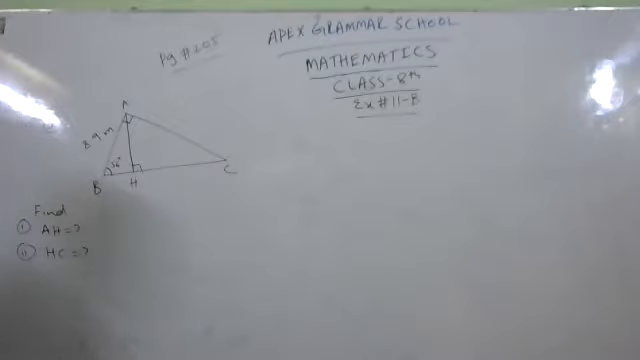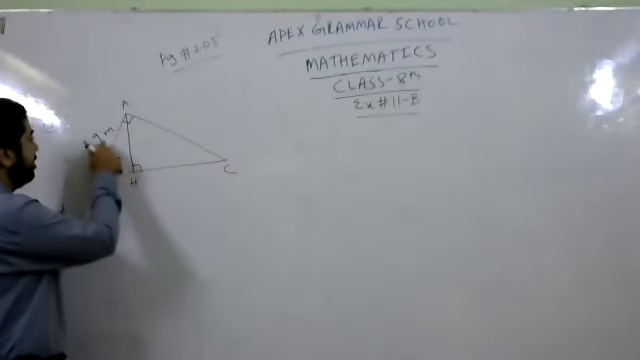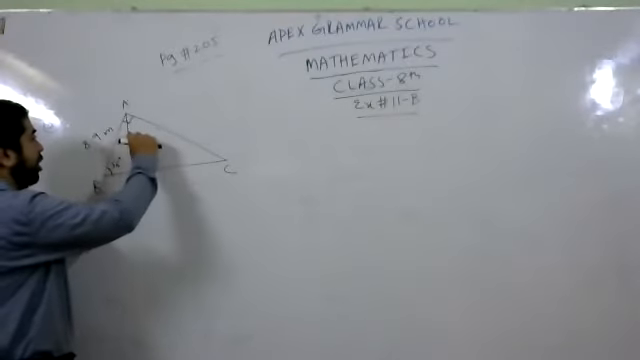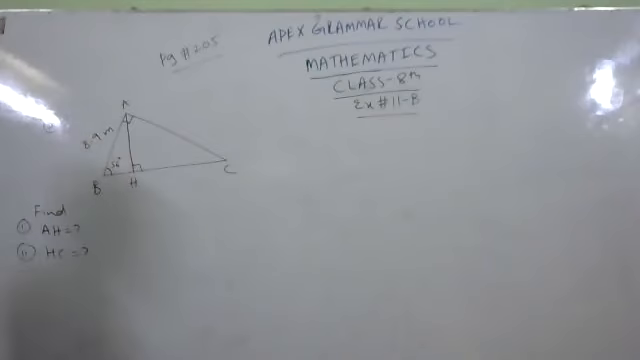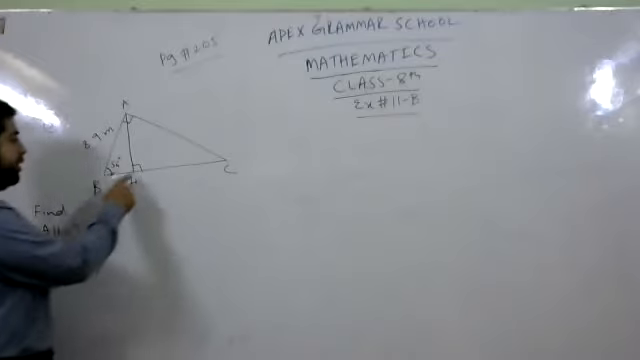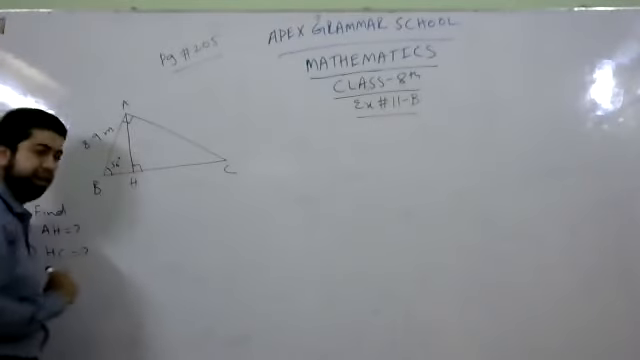Now, you can see that this is 8.9 meter and you need to find the value of AH, then you can easily see that if this is 90 degree, then this is also 90 degree. Okay.